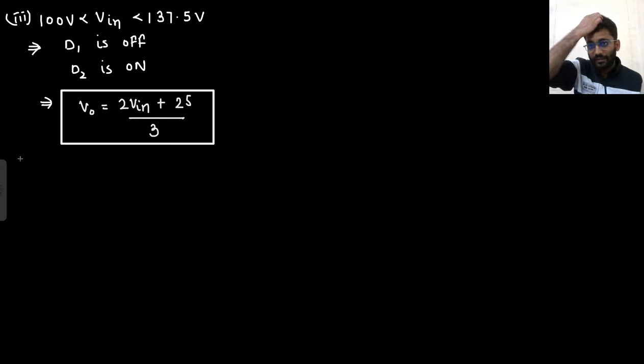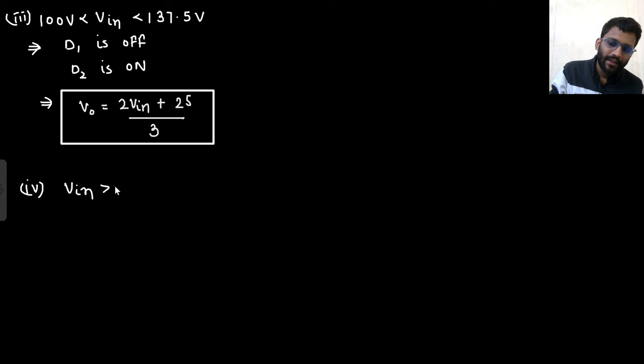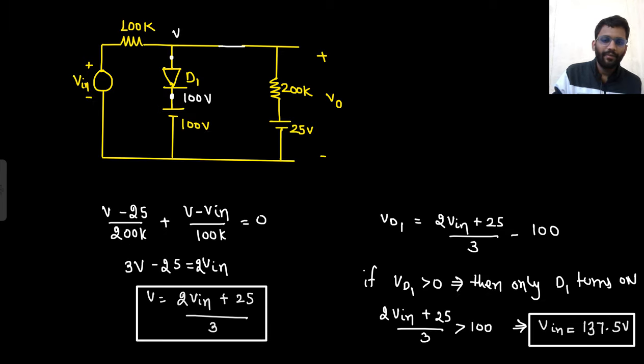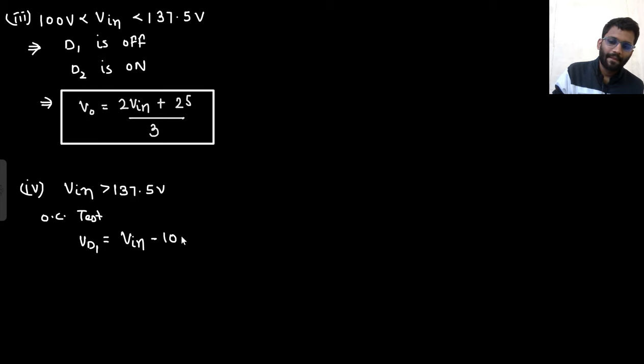So the fourth condition is that V in is greater than 137.5 volt. Again, we are not forgetting our ground rules. Whatever happened in the previous test, forget that. Again applying the open circuit test. What is VD1? VD1 will be V in minus 100 volt. VD2 will be V in minus 25 volt.